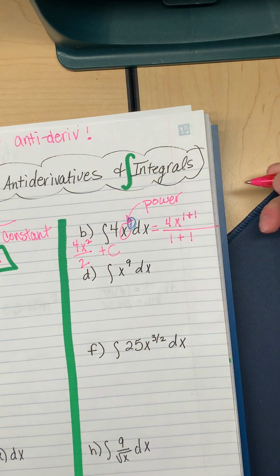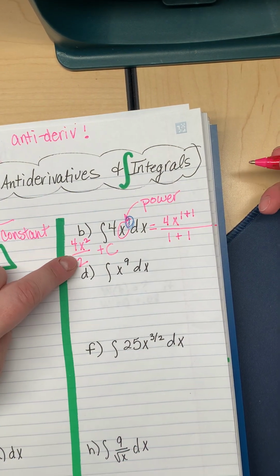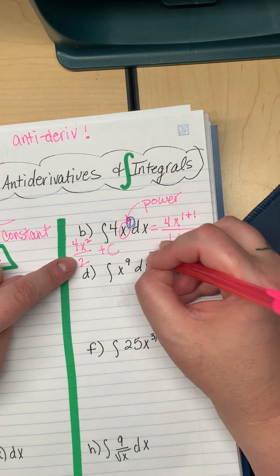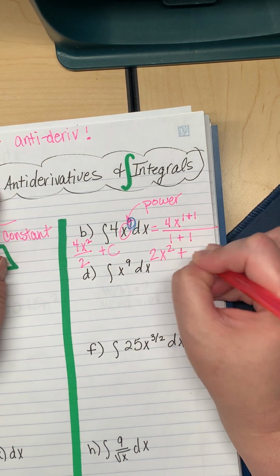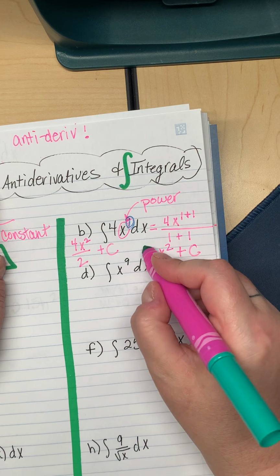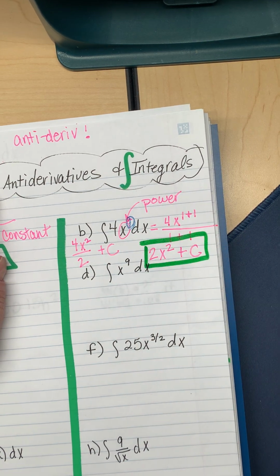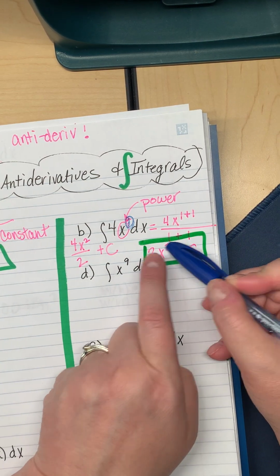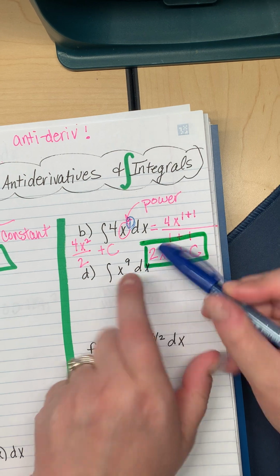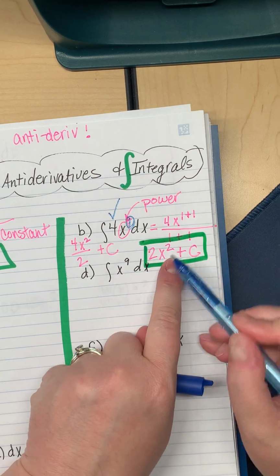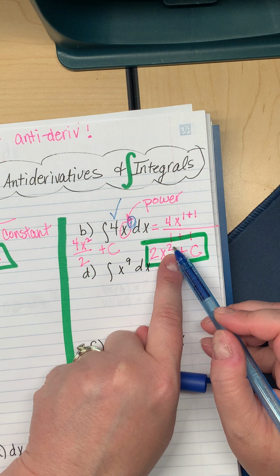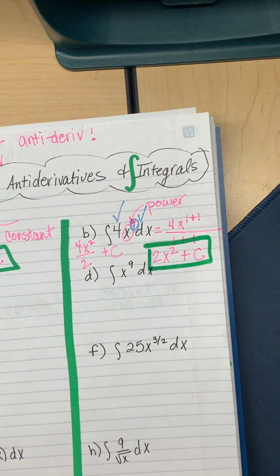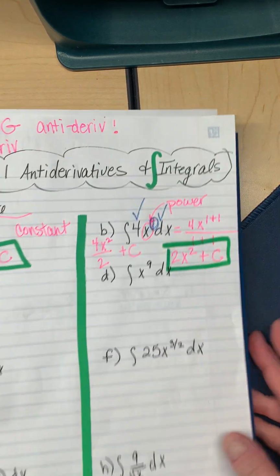The last step is to try and clean this up. 4 divided by 2 is just 2. So 2x squared plus c. And then to check yourself, go backwards. Bring the 2 exponent down in front and multiply. 4, check mark. Subtract 1 from your exponent. 2 minus 1 is 1, check mark. We did it right. Let's go to part C.